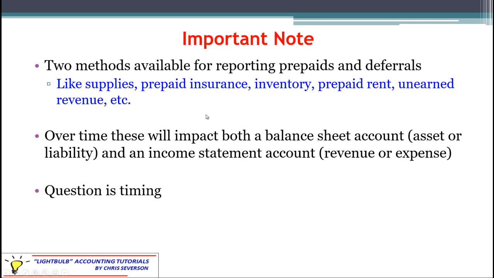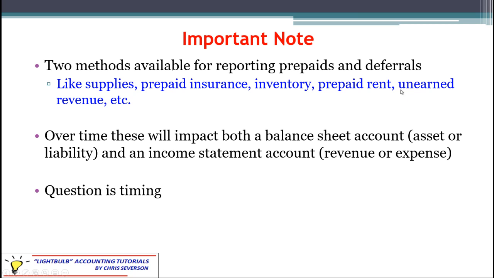The thing to note about all of these types of accounts is that they will eventually impact both a balance sheet account, which would be either an asset or a liability, and they will impact an income statement account, either a revenue or an expense. The question is all about the timing of that. For example, when you prepay for something, you're spending cash, and that prepaid item is going to be considered an asset up front. The amount you have not yet used is going to be an asset. The amount you use when you use it will be considered an expense.